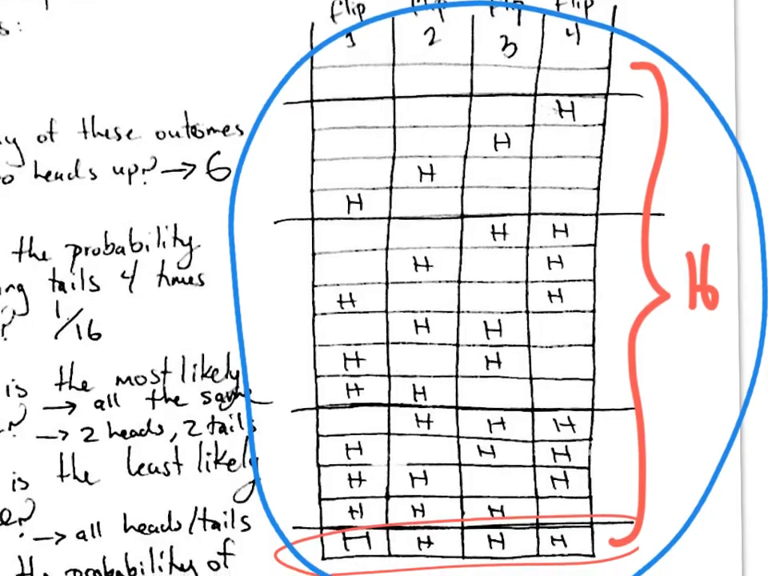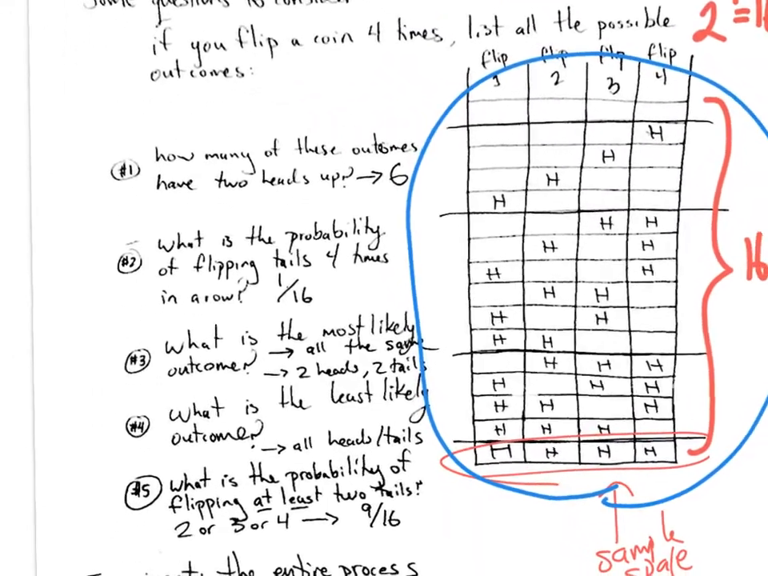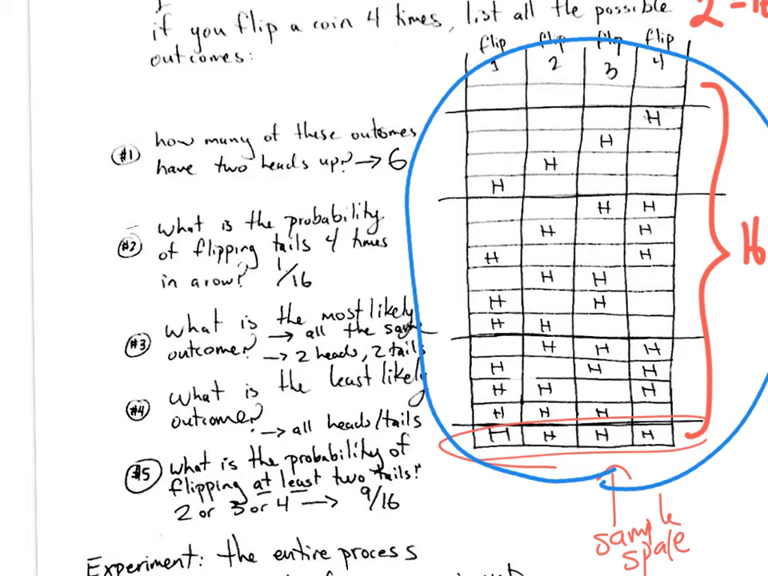Given this, let's take a look at some probability questions. So I think that intuitively you understand this, and you may have seen this in math class. But our first thing says, how many of these outcomes have 2 heads up? So we'd be looking at these here, all right, 2 heads up, and there's 6 of them. So if we said, what's the probability of 2 heads up? It'd be 6 out of 16. Number 2 says, what is the probability of flipping tails 4 times in a row? So there's only one of those, and that's this. So there's one outcome that yields that result. And so 1 out of 16 would be the probability or likelihood of that happening.